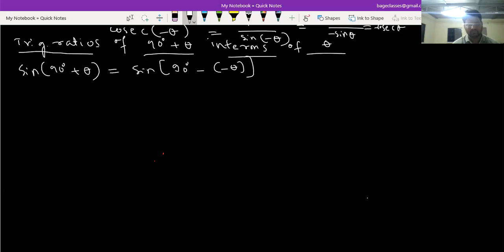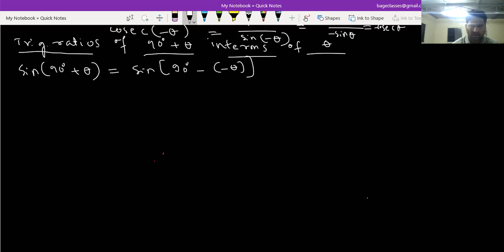See, first one is sine of 90 plus theta. So this can be written as sine of 90 minus of minus theta. Is it right? Minus theta, minus plus theta. So this only, 90 plus theta can be split as 90 minus of minus theta. It will give the same result.